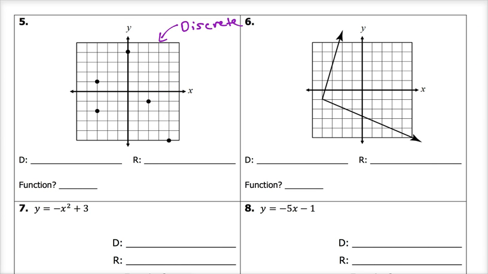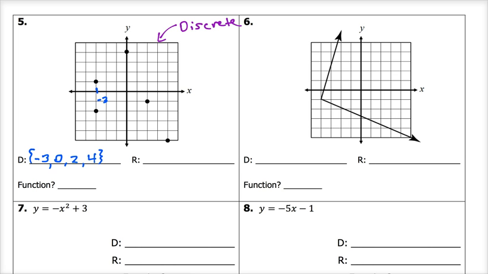The domain values you're going to get by looking at the x-coordinates of each of these points. So here, these points both have an x-coordinate of -3. This point here has an x-coordinate of 0, +2 for this point, and +4 for this point. So our domain values are -3, 0, 2, and 4.